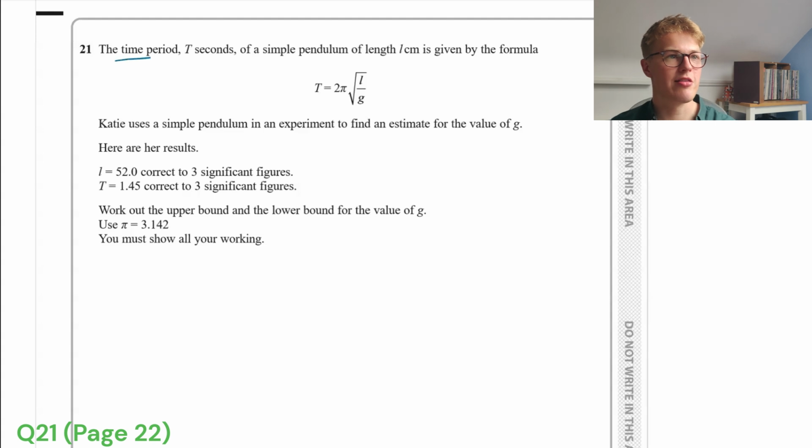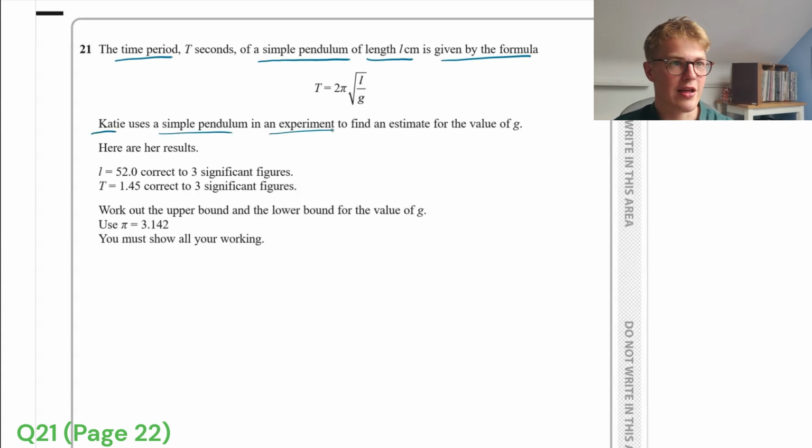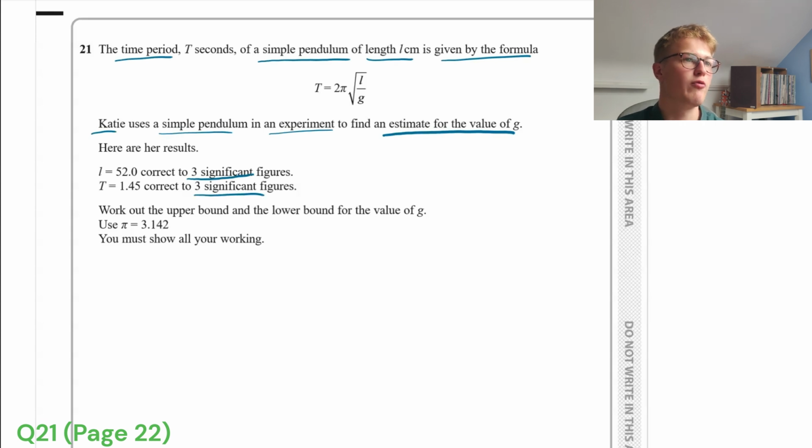The time period t seconds of a single pendulum of length L centimetres is given by the formula t equals 2 pi times the square root of L over g. Katie uses a simple pendulum in an experiment to find an estimate for the value of g. Here are her results. L is 52.0, correct to 3 significant figures, and t is 1.45, correct to 3 significant figures. Work out the upper bound and the lower bound for the value of g. Use pi equals 3.142. You must show all your working.